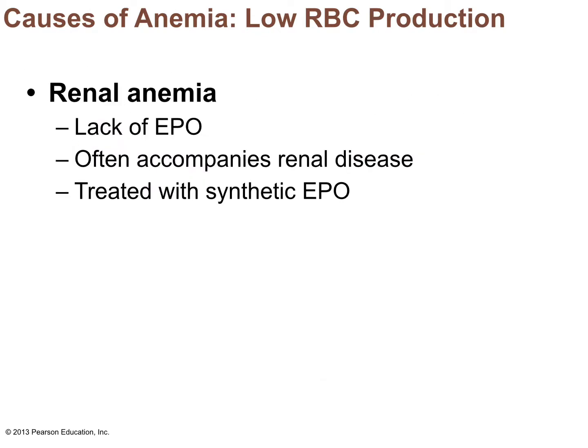Renal anemia is a lack of erythropoietin. We said that the kidneys make erythropoietin. When you think renal, think kidney. And if you can't make enough erythropoietin, of course, then you would not have sufficient erythropoiesis, so it would be treated with synthetic EPO.